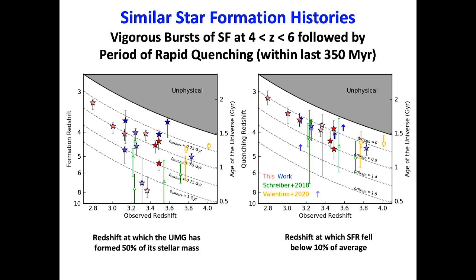And a pretty coherent picture is now starting to emerge about this sample. These ultramassive galaxies undergo vigorous bursts of star formation between about redshift 4 and 6, followed by a period of rapid quenching within about the last 350 million years.